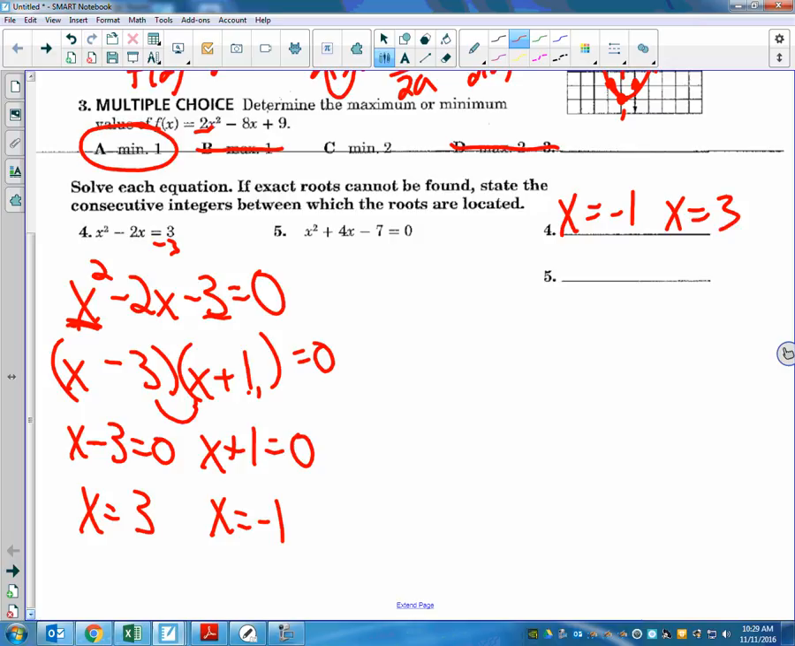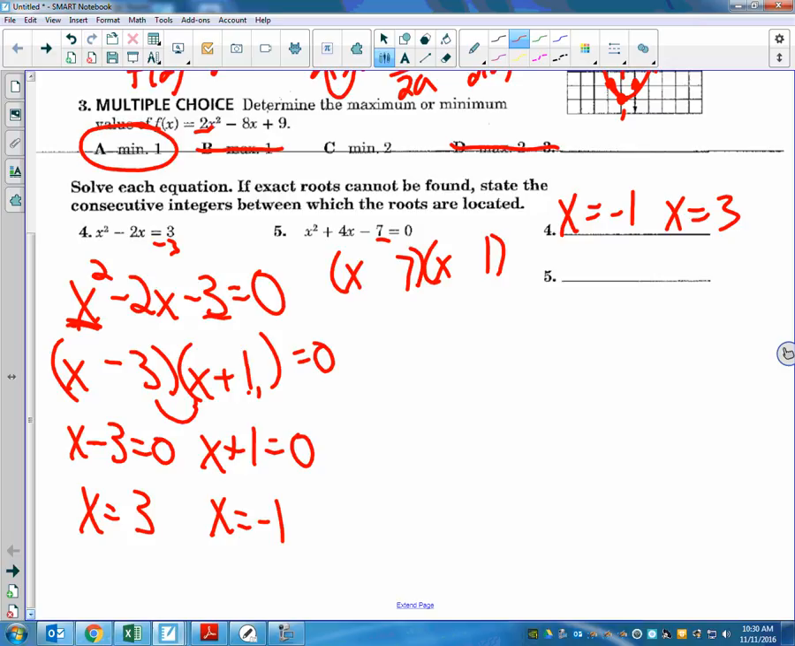Now the exception to that is like number 5. I can't factor number 5. I know already. I could try. If I make my 2 parentheses, I would get 7 and 1. I have to pick 7 and 1 because 7 is a prime number, and the only things multiplied to give me 7 are 7 and 1. Can I put 7 and 1 together by adding or subtracting to get 4 in the middle? No, which means it's not factorable. That doesn't mean there's no solution.